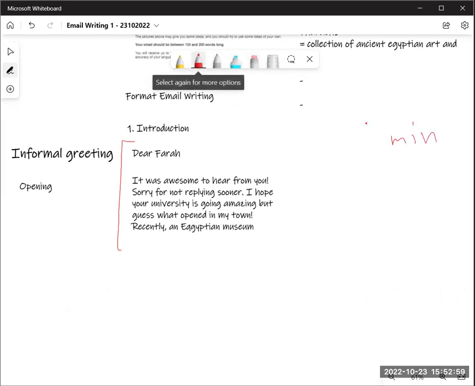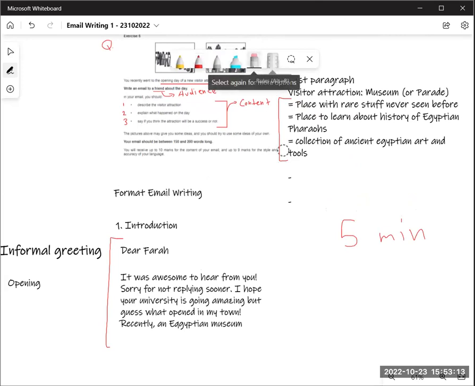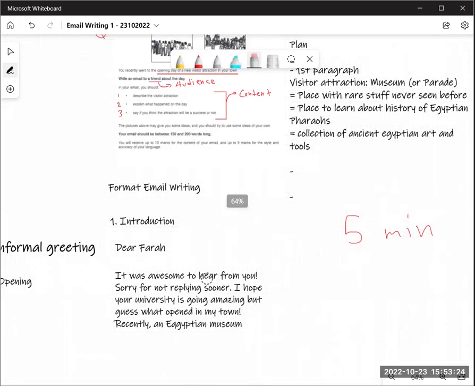Wait, so should we add the points from the ones that we wrote up, or just continue it? Continue from the plan. Yes, Anas? Picture of what? Picture, where picture? Say that again, Anas. You told us to send a picture.